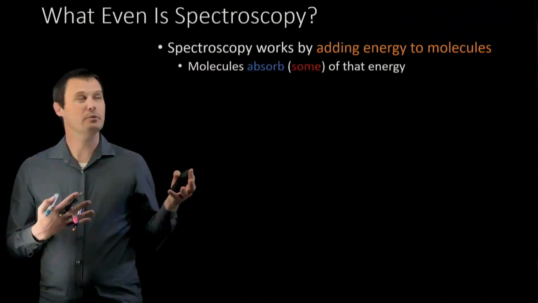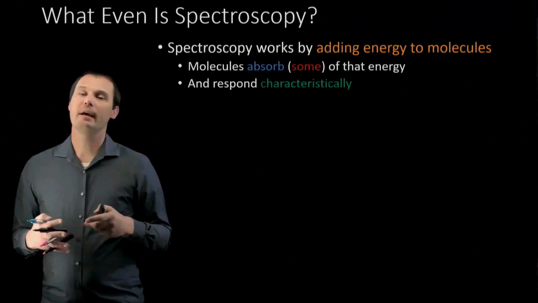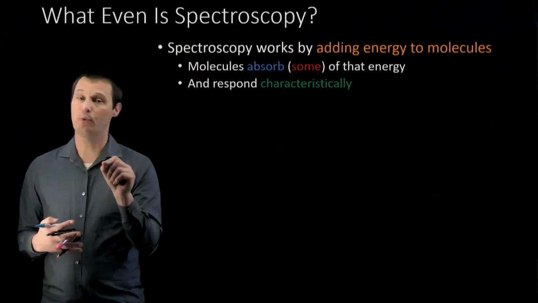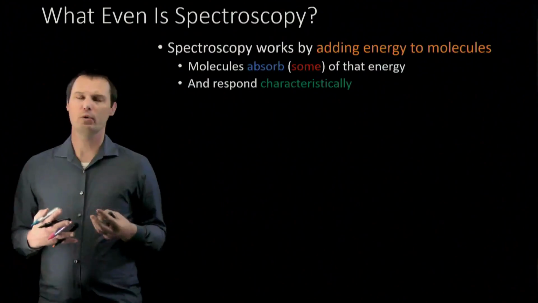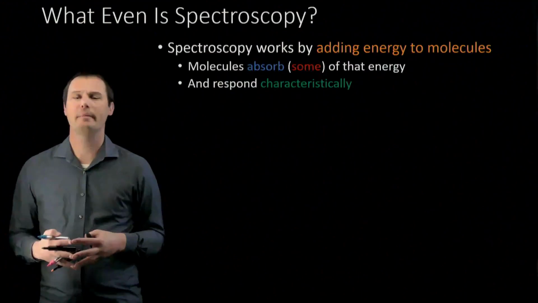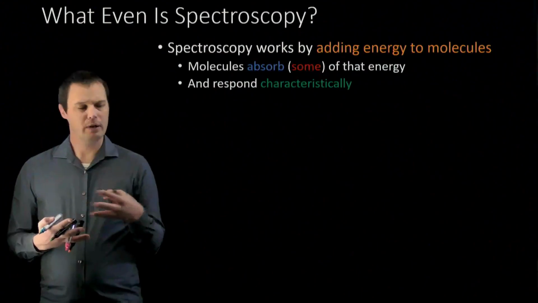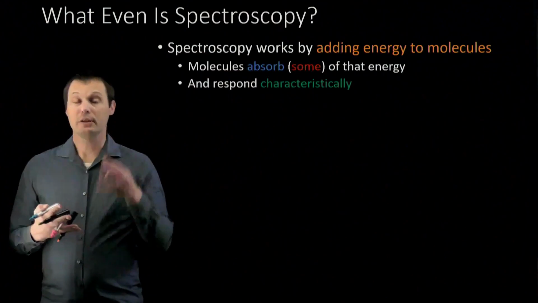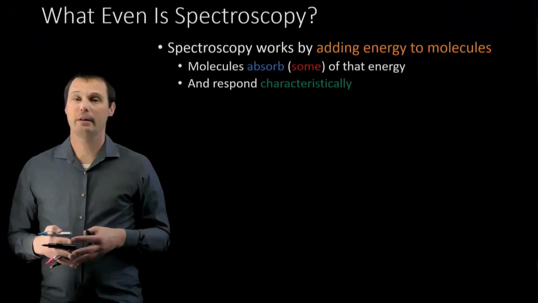Molecules will then absorb some of that energy, and they will respond characteristically. And the responding characteristically part is really important. It's much more important than you might think. What do I mean by respond characteristically? If I'm looking at an infrared spectrum and I know my molecule has an alcohol, when I run my molecule through the infrared, I should see a peak that corresponds to that alcohol. And that peak should be in the same place every time I run that molecule.